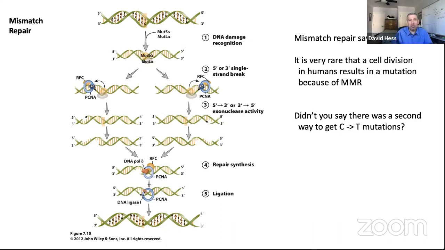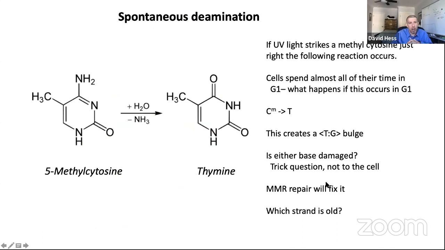If you remember back a few slides, I said there's 2 ways you could get C to T mutations. One is replication. Well, all of those are going to be fixed here. So what's the second? The second is through a chemical process called spontaneous deamination. So if a UV light ray hits a methylated cytosine, so not a normal cytosine, but a methylated cytosine, at just the right angle, it triggers this chemical reaction. And this chemical reaction converts that methyl cytosine into a thymine.